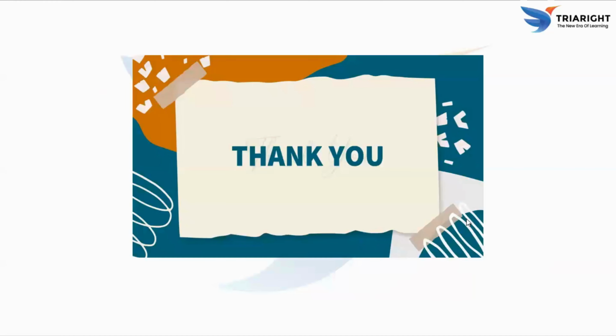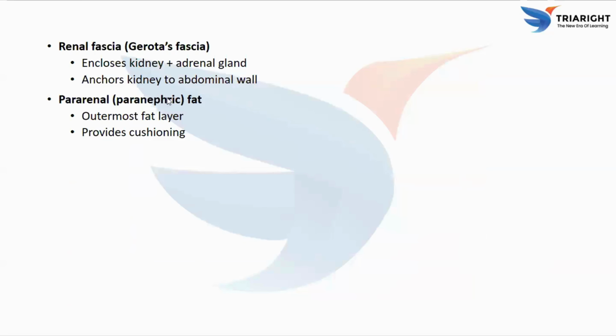So the next layer is the renal fascia, which is also called the Gerota's fascia. This is a tough connective tissue layer that forms a protective envelope around the kidney. You have to think of this fascia like a strong bag that tightly wraps around the kidney and the adrenal gland.